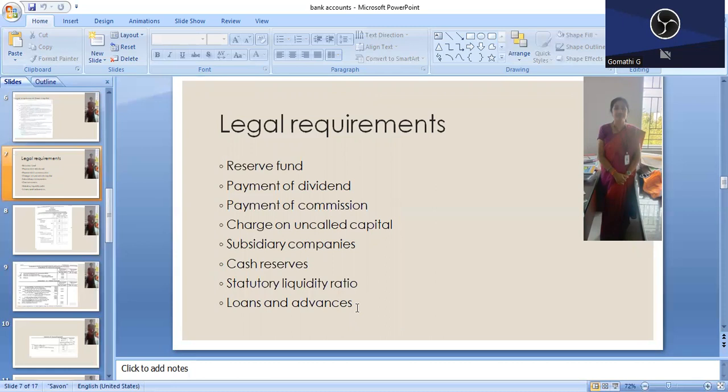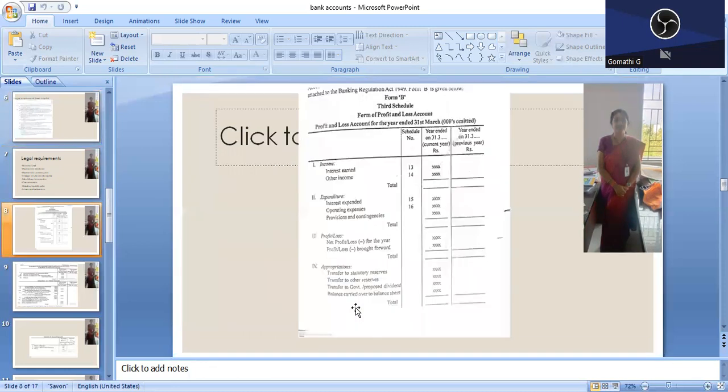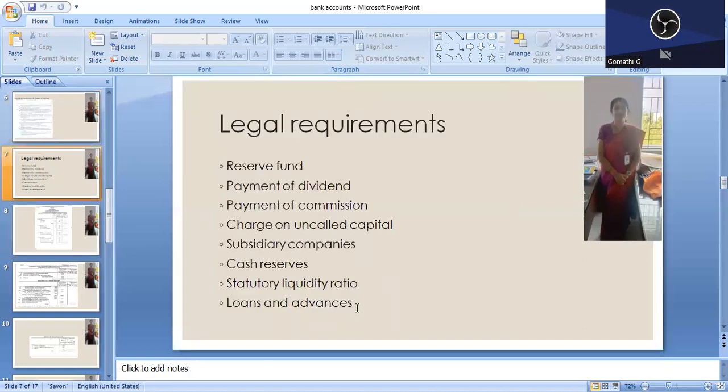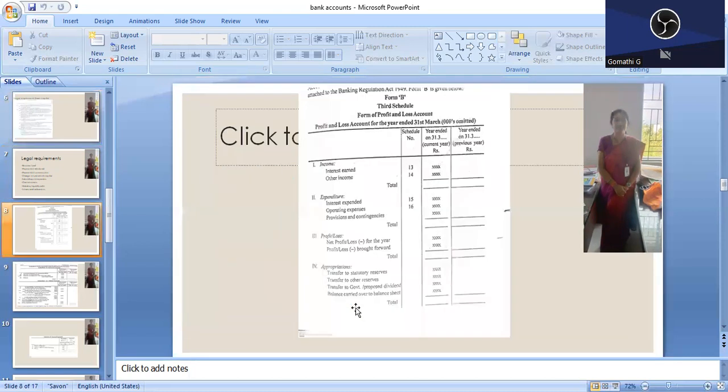Next one is subsidiary companies, cash reserves, statutory liquidity ratio, loans and advances. Next one is how to prepare the profit and loss account in banking companies. First one is Form B, Third Schedule, form of profit and loss account for the year ended 31st March.